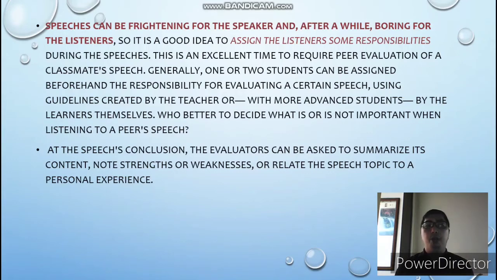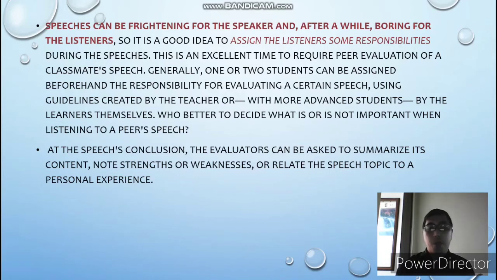Generally, one or two students can be assigned beforehand the responsibility for evaluating a certain speech. You can do that: Miss Anna, can you do the evaluation for the speech of this classmate, Andrew, for example, using guidelines created by the teacher? So there are rubrics which we can use. You should present the rubrics to the class, how you are going to rate the speeches of your students, with more advanced students by the learners themselves.